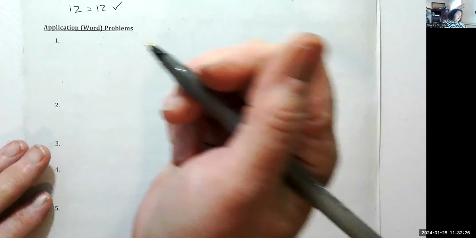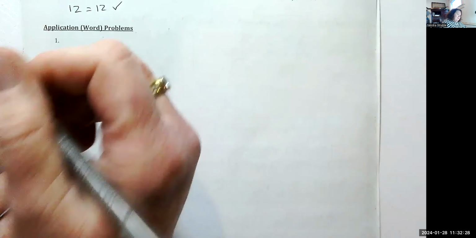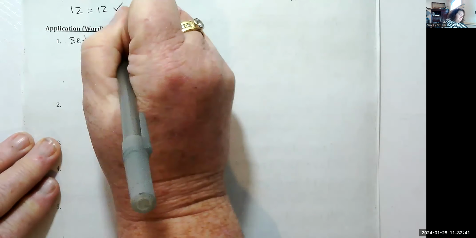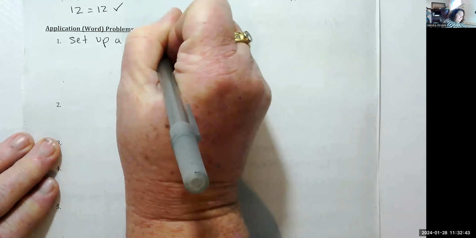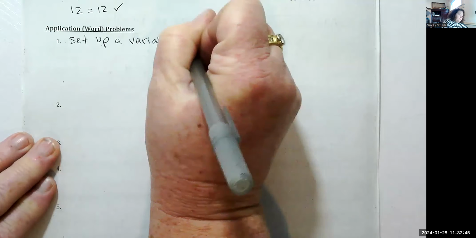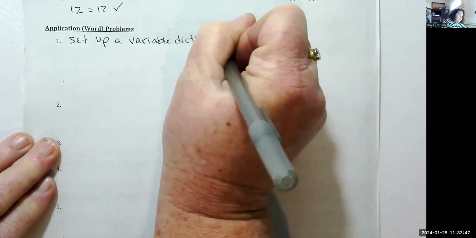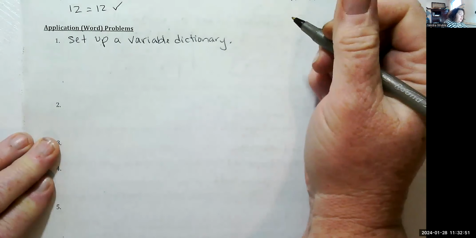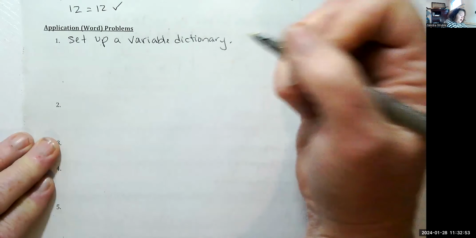So you're going to set up a variable dictionary. So we're going to label what things are. These are your tools of how to handle word problems in this class and going forward. Set up a variable dictionary. It's like a map to help you understand how to solve the problem. You need to let your reader know what each variable represents.